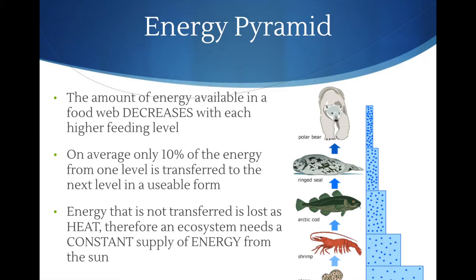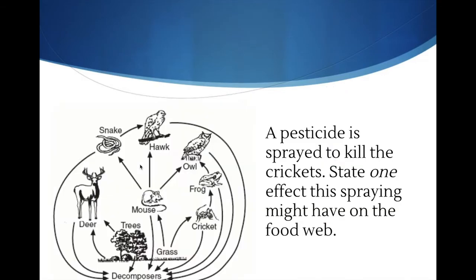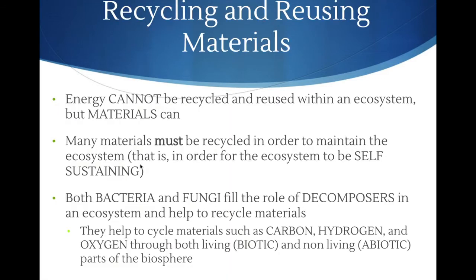Therefore, an ecosystem needs a constant supply of energy from the sun, which is why the sun is so important to all of our ecosystems. If the sun were to burn out or go away, that would be the end of life on Earth as we know it. It would first of all be very, very cold. But after that, it would pretty much be the end of life on Earth. So we're skipping that.